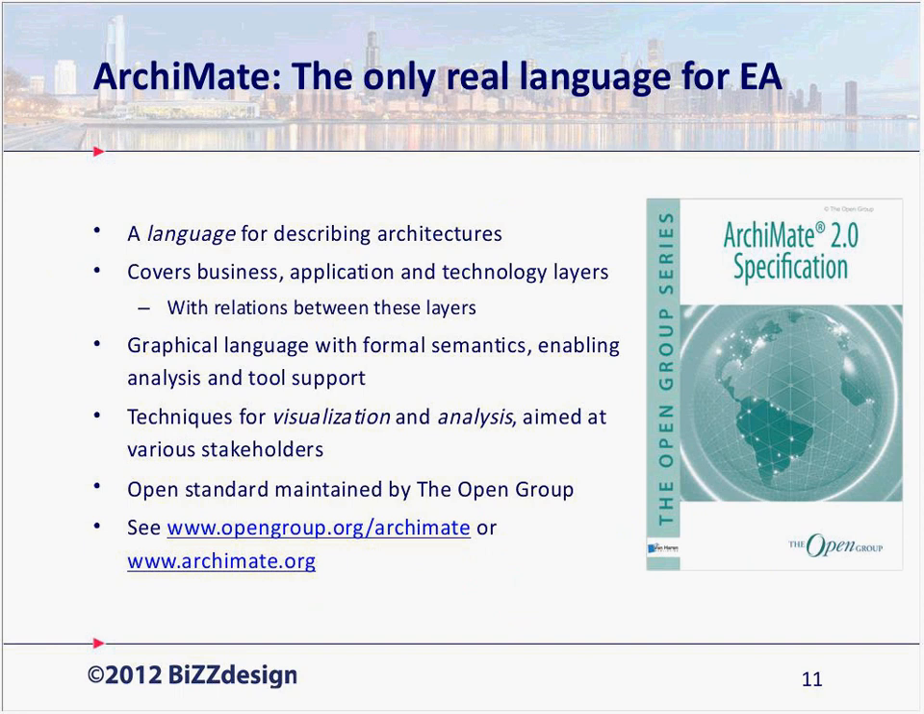This is a short introduction of TOGAF. Now some slides about ArchiMate, a short introduction. ArchiMate is, so recall, about the product side of enterprise architecture. It's a modeling language to describe architectures in models. And ArchiMate is, well, the only real language for EA, because it's not only a language for describing architectures, it covers different layers, business, application, and technology layers, and especially the relations between those layers. So it is the only real modeling language that covers all those domains.